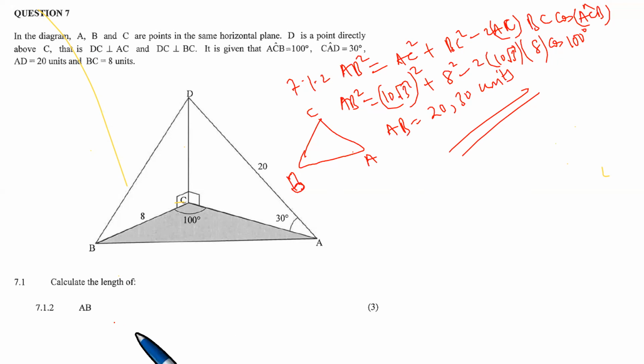So the length of this one is ideally approximately 20,30 units. Okay, that is the length of AB. Next question.